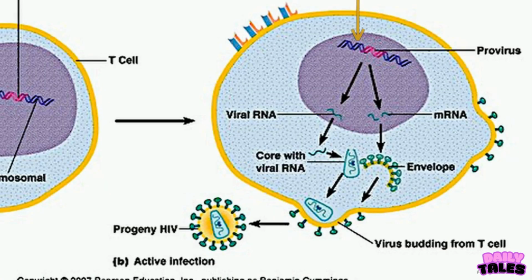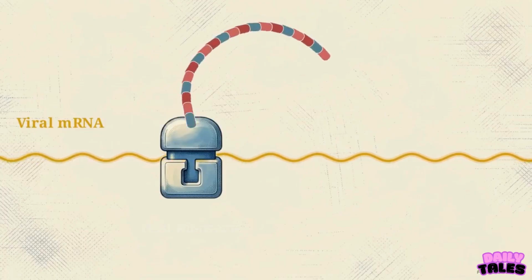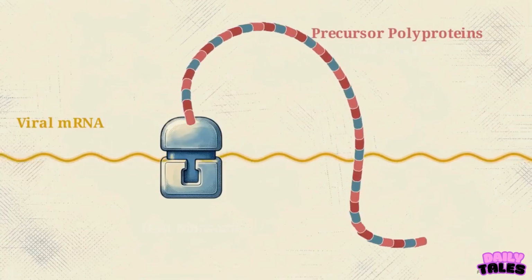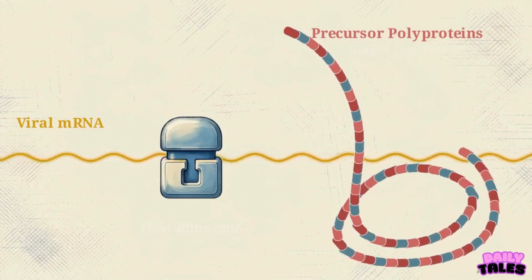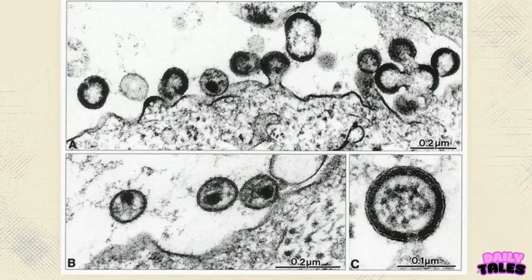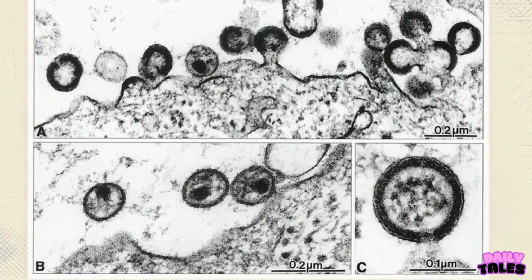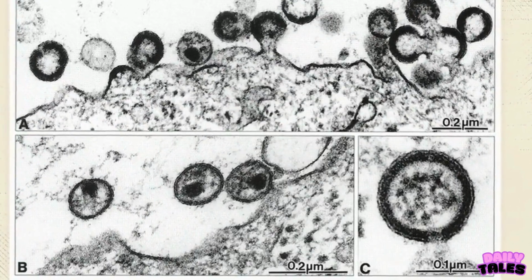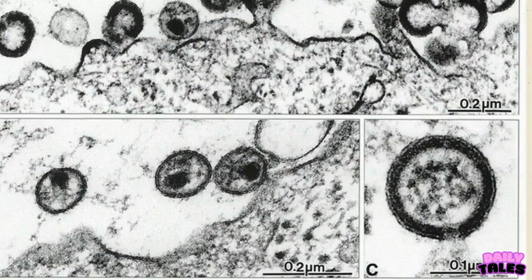The integrated provirus utilizes the host's own RNA polymerase to produce viral messenger RNA, initiating the manufacturing phase. The host cell machinery is forced to translate this mRNA into massive, non-functional precursor polyproteins, specifically the GAG and GAG-POL chains. As seen in these electron micrographs, these precursor proteins and newly synthesized viral RNA assemble near the cell membrane. They bud outward, forming distinct immature virions on the cell surface.